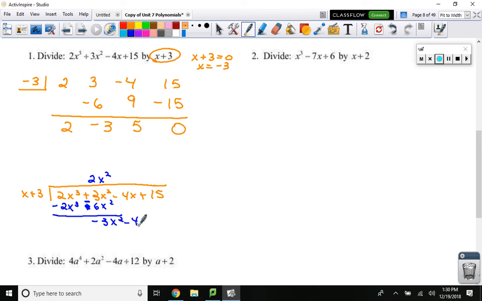Bring down the minus 4x. What do I have to multiply by to get negative 3x squared? Minus 3x. So there's my minus 3x squared, minus 9x. Change my signs. That's going to give me 5x. Bring down my positive 15. What do I have to multiply by? Plus 5. Noticing anything? Doesn't it match up? Negative, negative, and a remainder of 0.